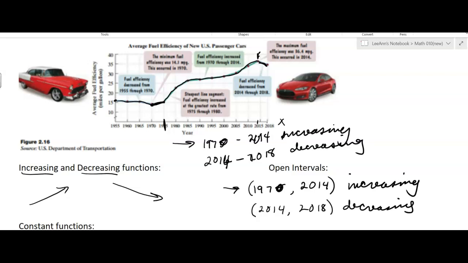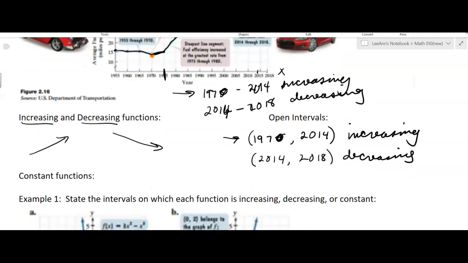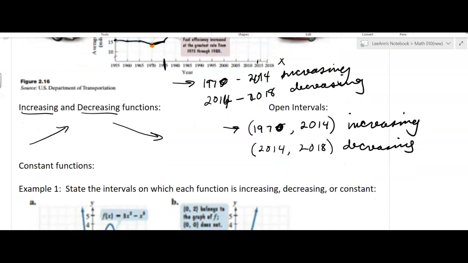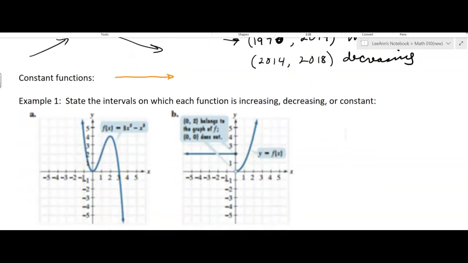Let me explain that a little bit more. At this point right here, where it was kind of a low point, you can't say whether it's increasing or decreasing at that point. It's where it's changing from one to the other. All right, that's why they're open intervals. We can also have a constant function. A constant function is not going up or down. It's just constant. Okay.